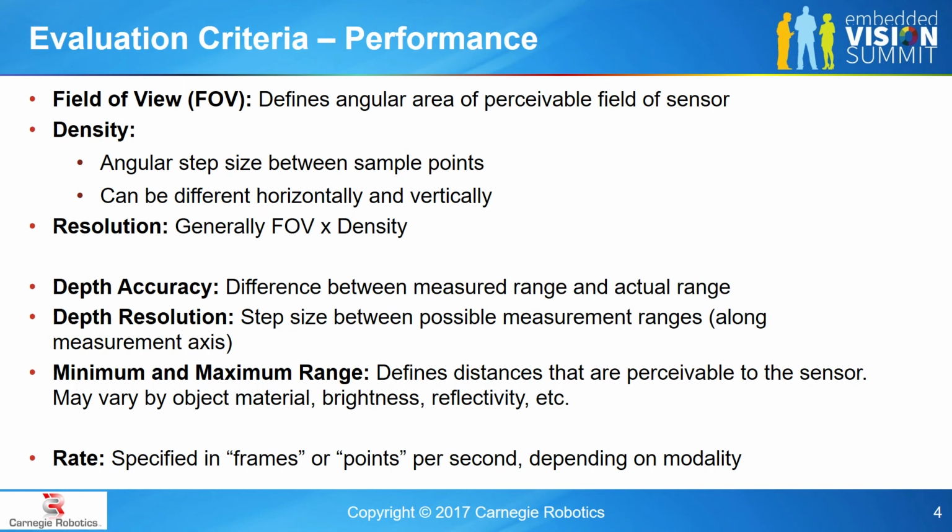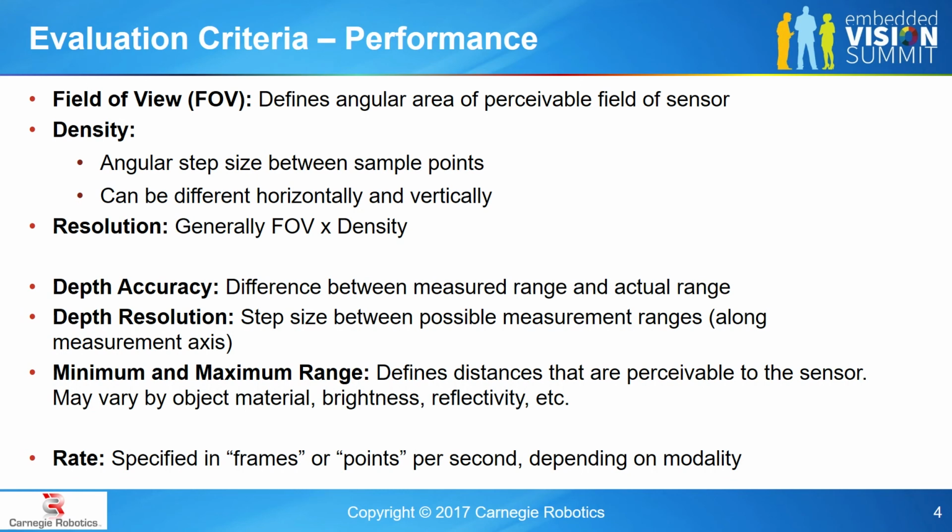And within that angular field of view, you have some density of the returns, which is the angular step size between all the different sampling points. And that can be different horizontally and vertically depending on the sensor modality. This is especially true in laser systems, where you'll have much higher angular density between adjacent points of the laser, and then less density between adjacent laser scan lines or between adjacent emitter detector pairs. And when you combine those two together, density and field of view, you have resolution. And here I mean field of view resolution, not depth resolution, which is very different.